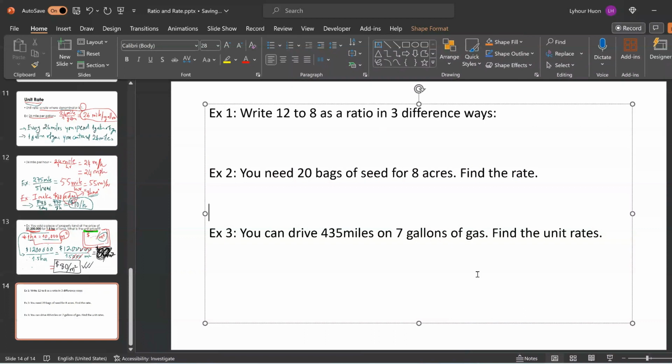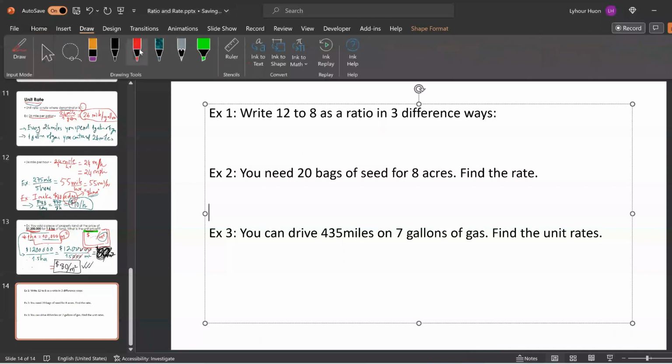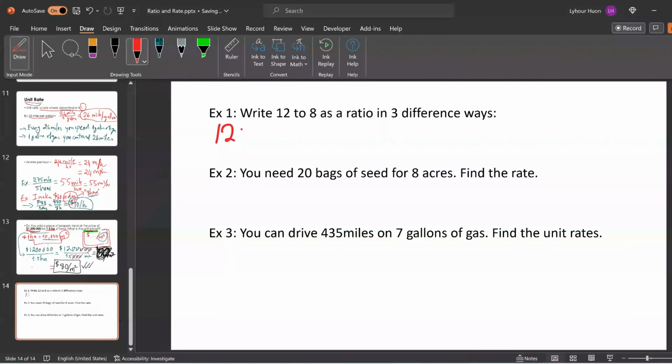Number one. Do I say it to you? Yes, you can say it to me. Okay, 12 colon 8, 8 colon 12. And 12 over 8. 12 to 8. What's the third one? Three different ways.